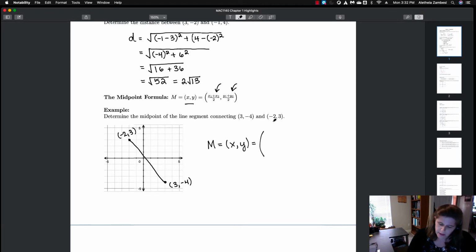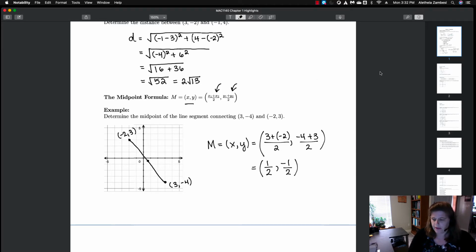And it's equal to x1 plus x2, so 3 plus -2 divided by 2, so we have an average, and then the average of our y points as well. So y1 is -4, y2 is 3, taking the average, we get 1/2 for our x, and for our y, -1/2. Now, if I look at my graph, the point (1/2, -1/2) is right about here. So the representation is not too bad there.